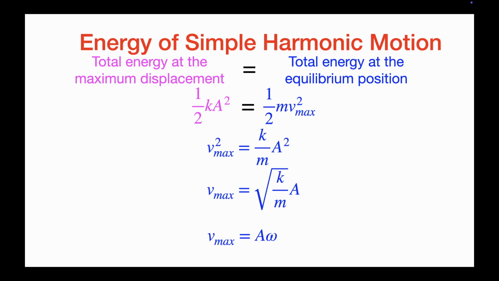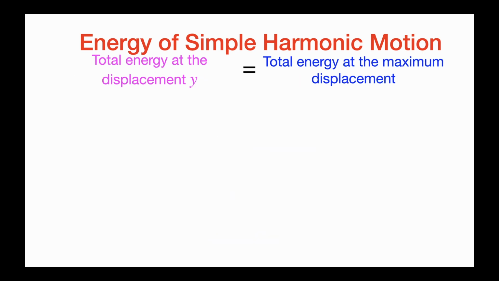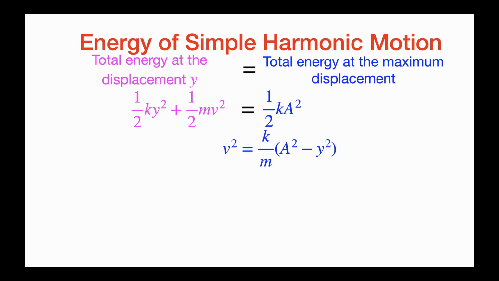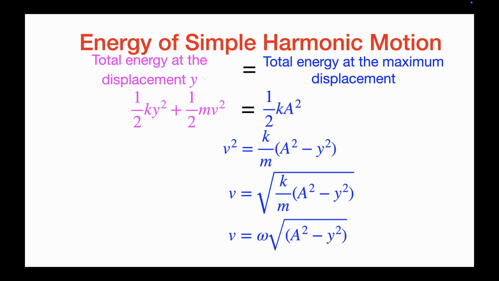The velocity can also be expressed as a function of y. We will use the total energy at any arbitrary displacement y and equate it to total energy at the maximum displacement to find this expression. Half ky square plus half mv square should be equal to half ka square. Rearranging and solving for velocity, v square equal to k by m into a square minus y square, that is v equal to omega times under square root a square minus y square.